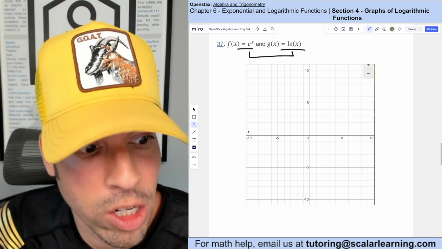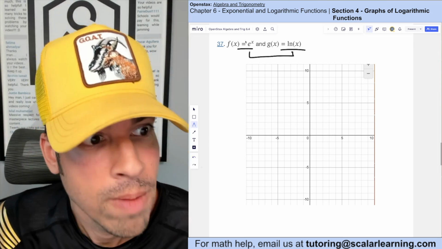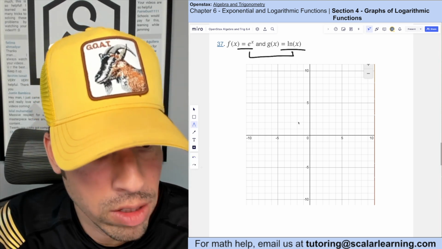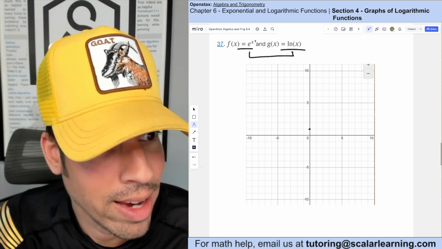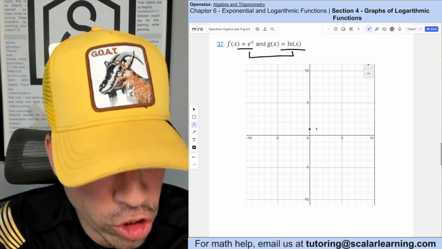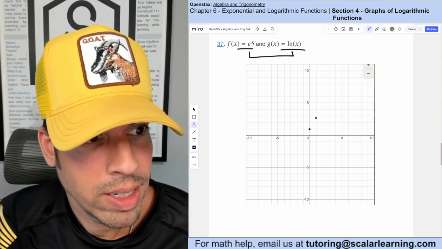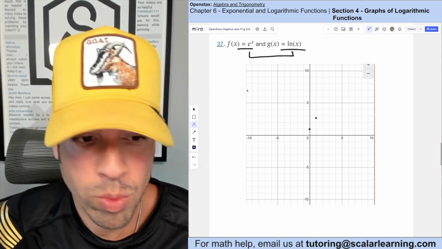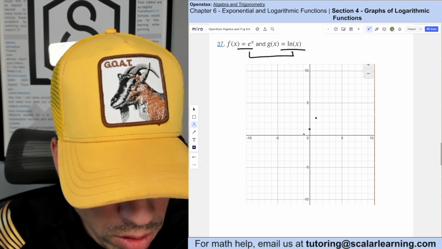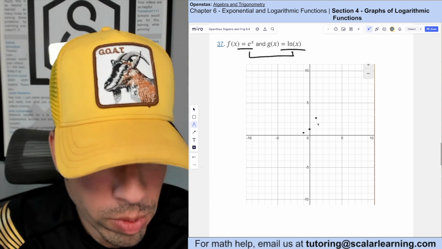Our typical exponential, we should expect it to go like this. But we know that when x is 0, e to the 0 is 1. When x is 1, e to the 1 is e, which is roughly 2.72. And when you have -1, e to the -1 is 1 over e, which is about 1/3, a little bit above 1/3. So we got some stuff there.